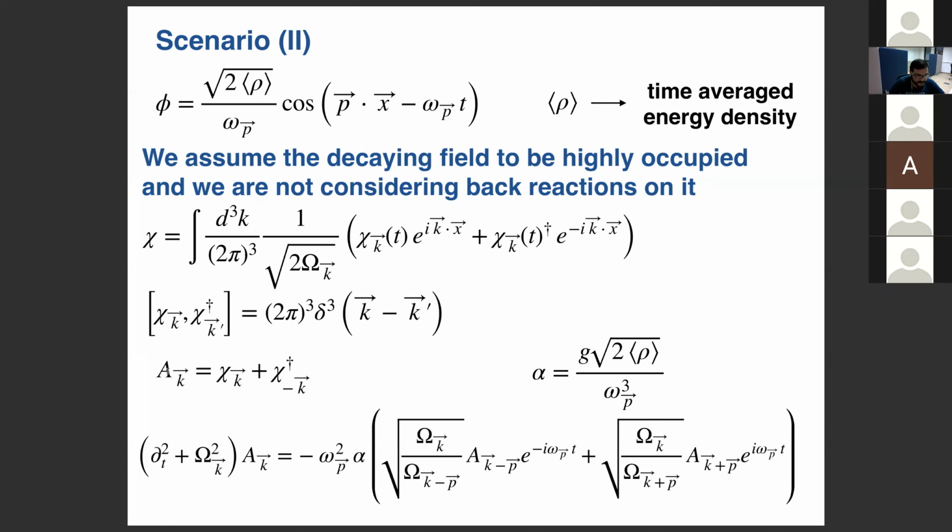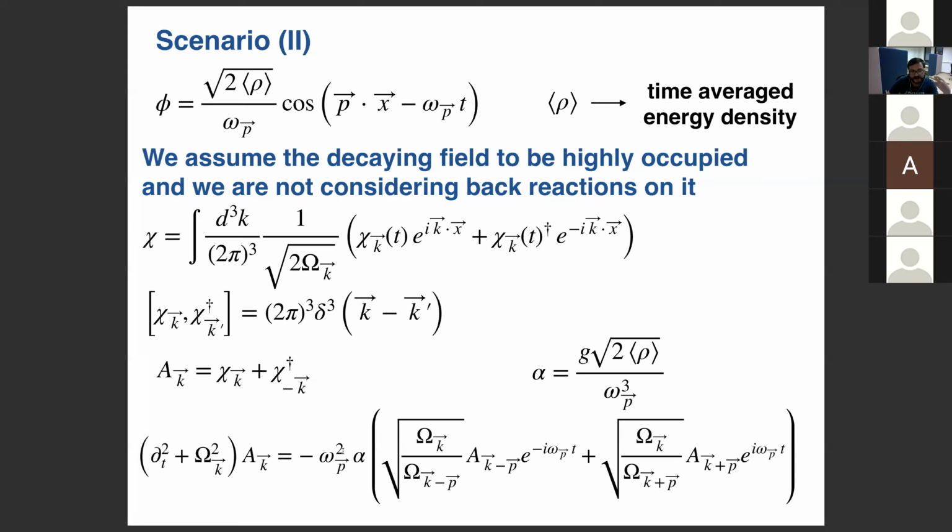Okay, we can define this A like this sum, and we define this alpha as a dimensionless parameter, proportional to the coupling and the square root of the energy density. Then here we have the equation. These are the full equations for these A's, and there are no approximations here.